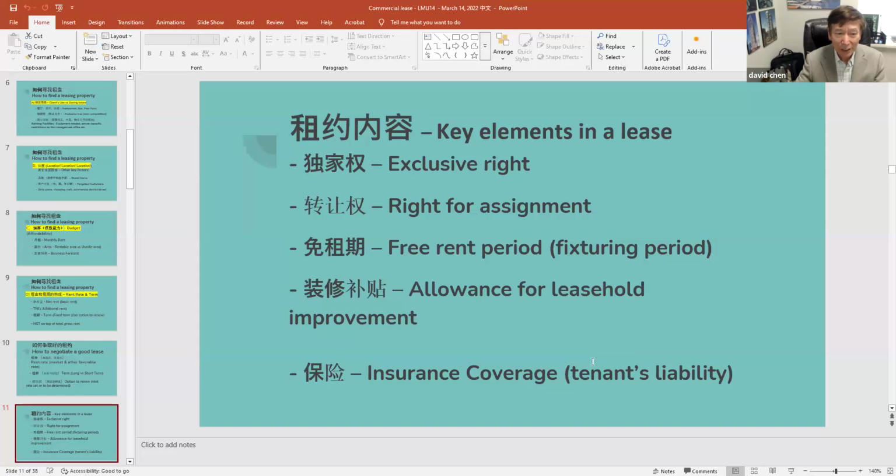Not only a free rent period, in that case the landlord gives allowances for leasehold improvement, because leasehold improvement for renovation, no matter what, later on belongs to the landlord, the owner's estate. So as I say, to upgrade the value of the property, the landlord is even happy to give allowances. Let's say $2, $5 per square foot. So that's one of the ways sometimes the landlord does it.